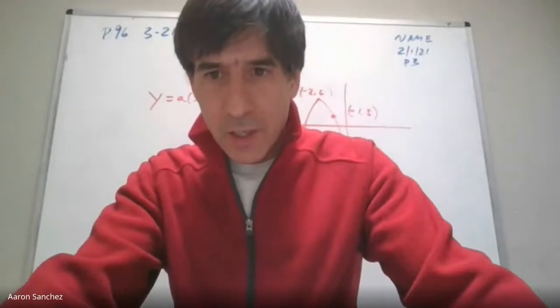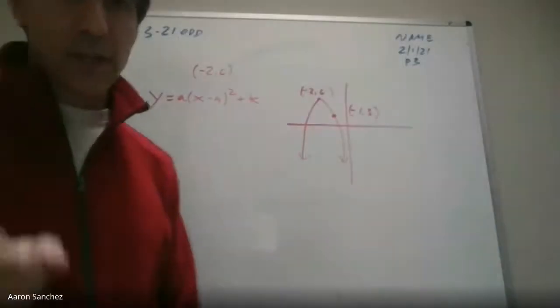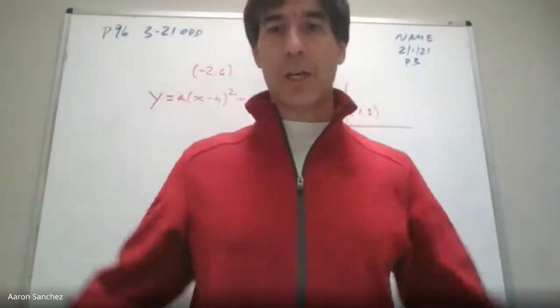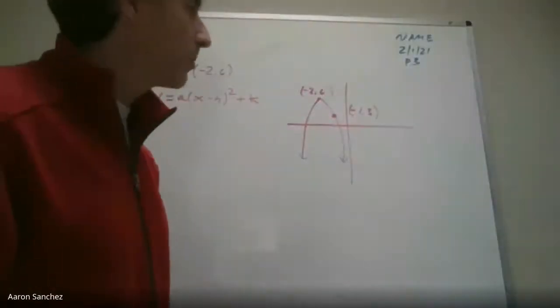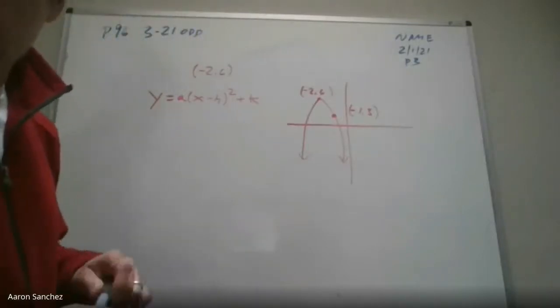Alex Garcia, tell Aaliyah what the H and K is. -2 and 6. Okay. Yes, that is correct. Aaliyah, what is the H and K? -2 and 6. Very good. Where did we get that from, Aaliyah? The -2 and 6. The vertex. There you go.